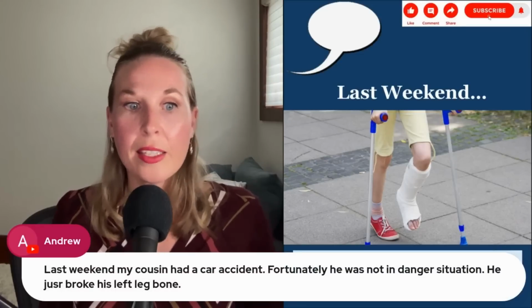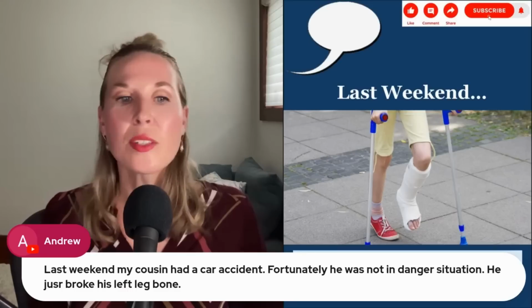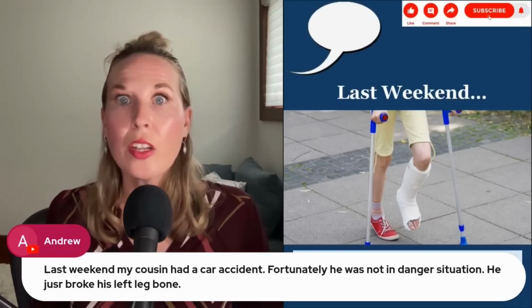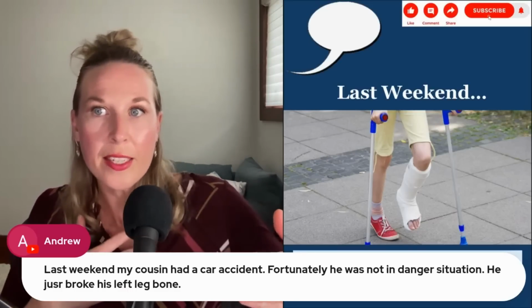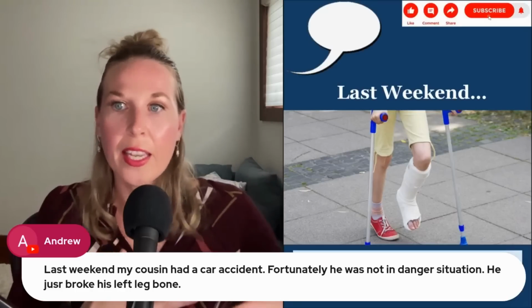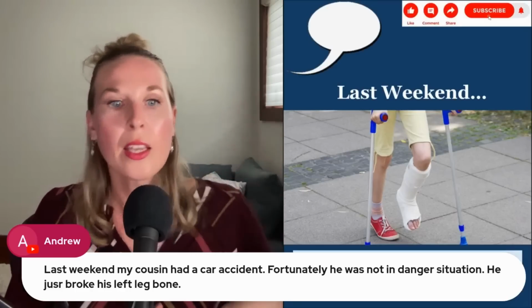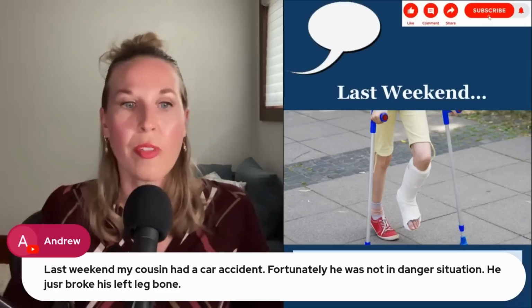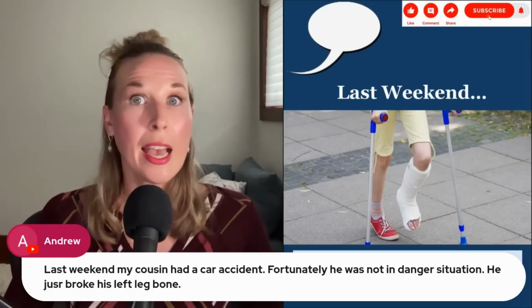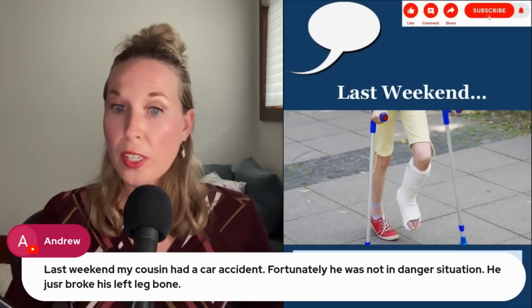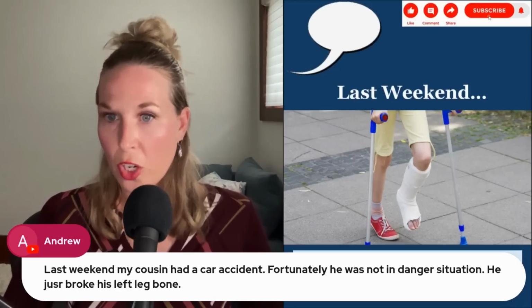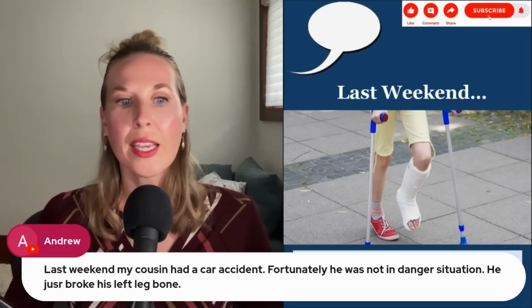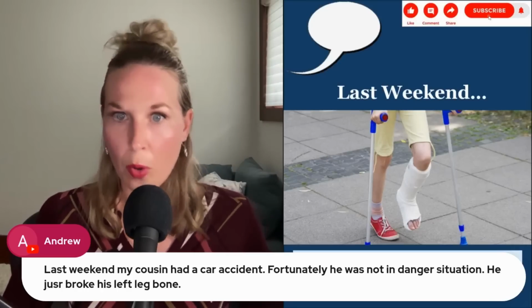Last weekend, Andrew says, last weekend, my cousin had a car accident. Yeah. So you can have a car accident, to have a car accident. And then the past simple is had. So irregular. I'm sure you know that. Last weekend, my cousin had a car accident. Fortunately, he was not in dangerous situation. He just broke his left leg bone.